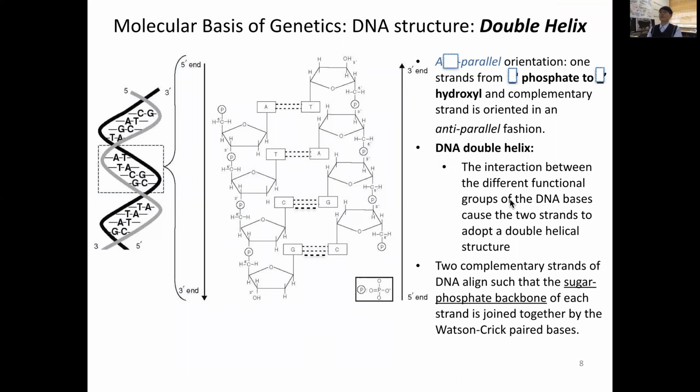So let's talk about the molecular basis of genetics, which comes from the DNA structure as a double helix. The dark and gray ones are single strands of DNA, which are complementary to each other. The important thing is there's a numbering here. That number comes from the numbering of the 5-carbon sugar molecule.